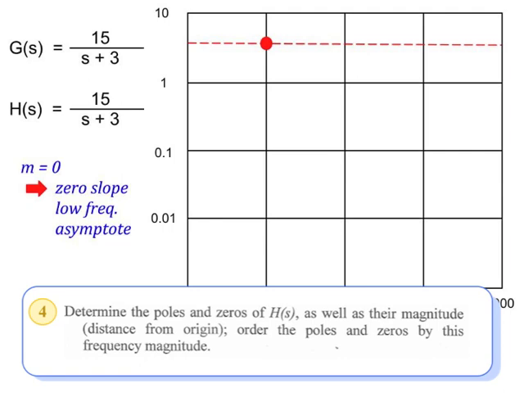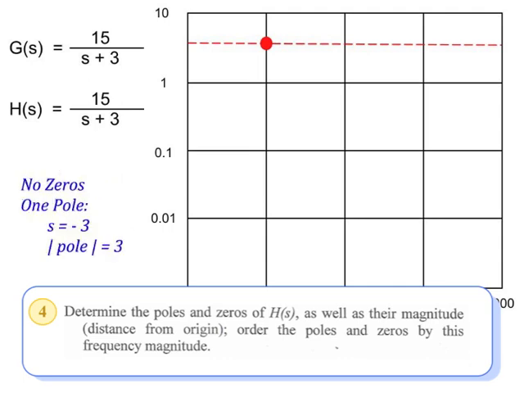In step 4, we determine the poles and zeros of the transfer function h of s, and then we order them by frequency magnitude from lowest frequency to highest frequency. For this particular transfer function, we will have only one pole, and that's at minus 3, and the magnitude of this pole is 3.